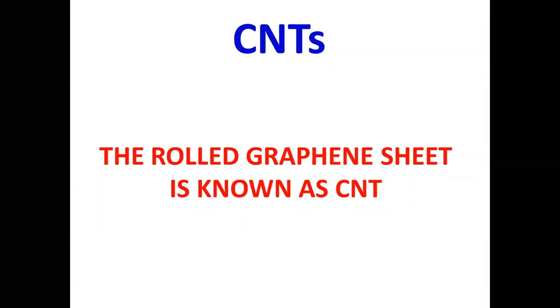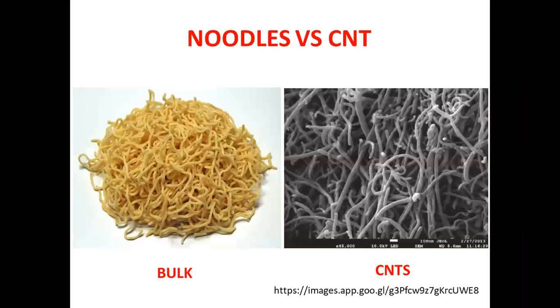CNT, carbon nanotubes. So how can we define CNT? Carbon nanotubes are rolled graphene sheets, or otherwise the rolled graphene sheet is known as carbon nanotube. This is the simple definition of carbon nanotube.